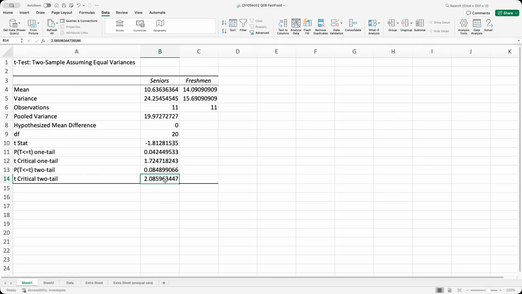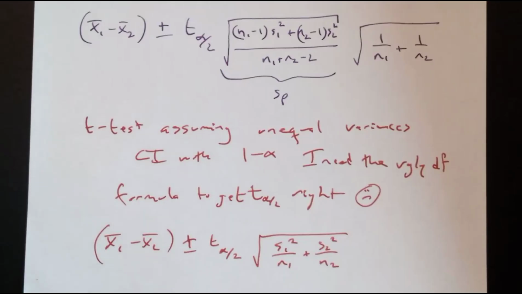we would have rejected. Sorry, we would have not rejected. 0.08 is bigger than 0.05. Confidence intervals are most closely associated to two-tail tests. But I have all the numbers to build what I want here.